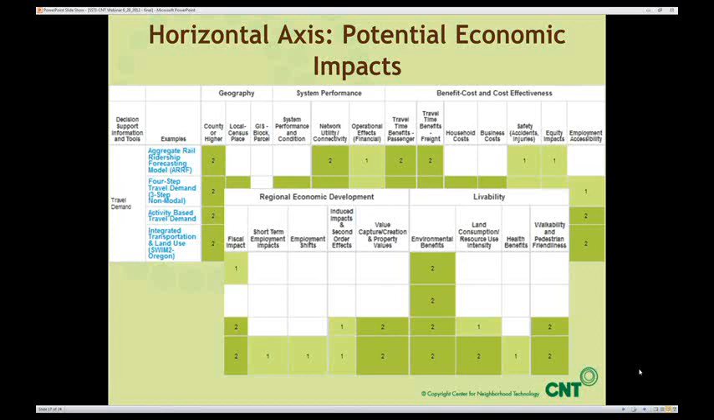We also have a set of columns that reflect regional economic development, again, ranging from fiscal impact through various types of employment measures, as well as value capture, value creation, even including property value impacts. And then we go into the series of, do these tools give us information about environmental benefits, or how we're using land and resources? Are there health benefits, walkability, pedestrian friendliness? A lot of these things are very important measures that are talked about in these multiple criteria frameworks.